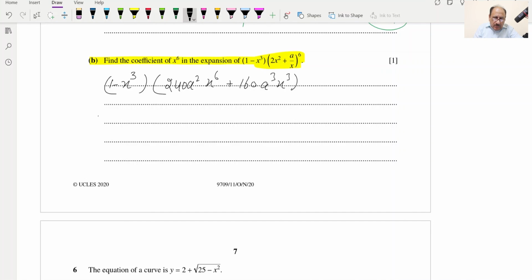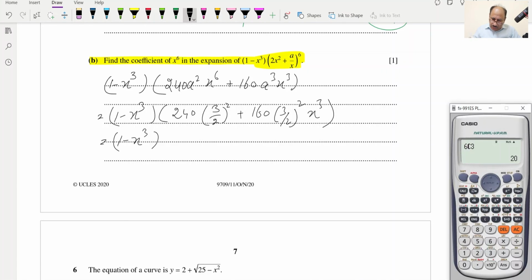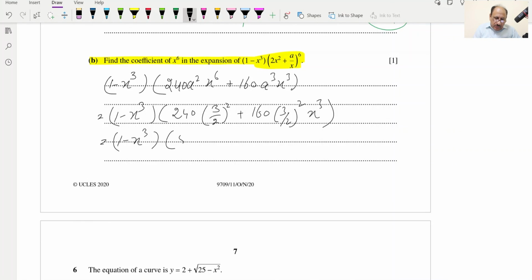Now we can simplify. The a value is 3/2, we can replace it in this, and this will be 1 minus x cubed, and this will be 240 times (3/2) squared plus 160 times (3/2) cubed x raised to the power 3. Next step, we can simplify. This will be 1 minus x cubed, and if we simplify this with the calculator, it will be 240 multiplied by 9/4, which is equal to 540.